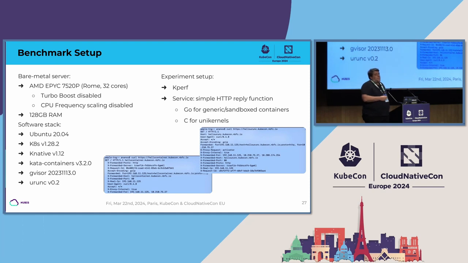To prove our hypothesis that this is faster than sandboxed container runtimes, we got a server and set it up with Knative. We tweaked kperf to make sure that we measure what we want to measure, and we use a simple HTTP reply function. We used Go for the generic containers, the example from Knative, and we used C for unikernels. It was a bit easier. So what we expect to see is, when we do a curl on the host name, the headers of the request plus the headers of the response.